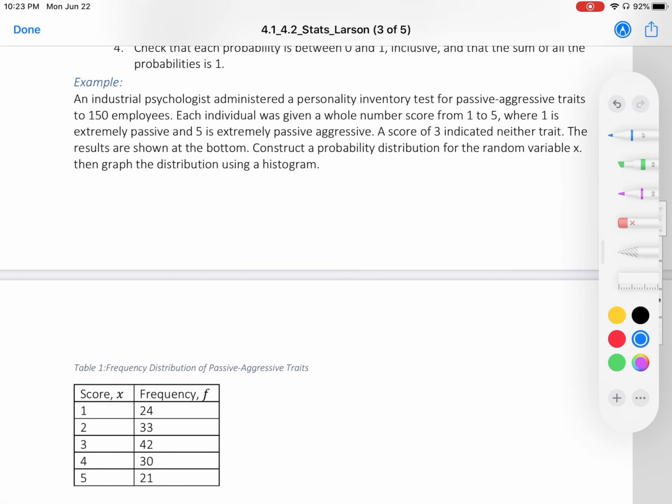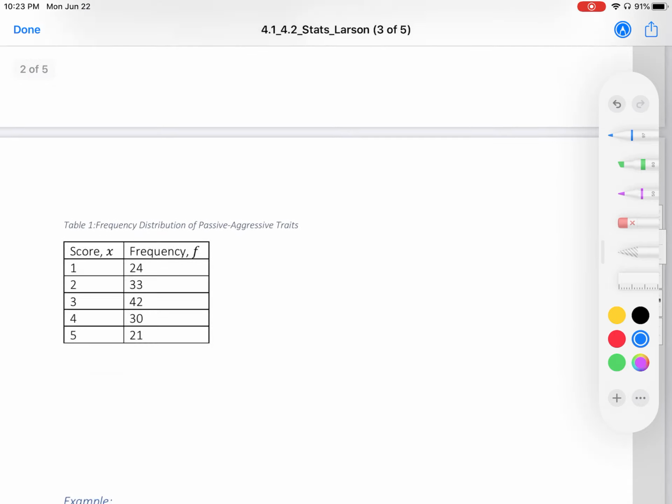Let's do an example. An industrial psychologist administered a personality inventory test for passive-aggressive traits to 150 employees. Each individual was given a whole number score between 1 and 5, where 1 is extremely passive and 5 is extremely passive-aggressive. A score of 3 indicates neither trait. The results are shown at the bottom. Construct a probability distribution for the random variable x, then graph the distribution using a histogram.